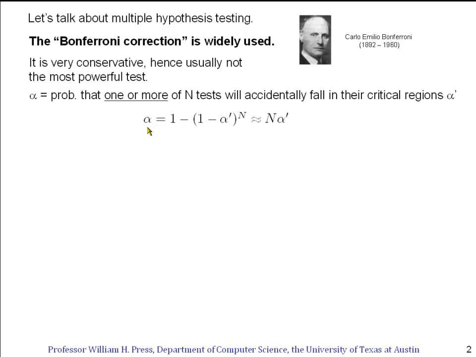So in fact, the way you do this is you set alpha to be what you really want your significance level to be, so that alpha is equal to 5%, and then you'll see that alpha prime, the significance level, the p-value that you have to require on each test, is n times smaller than that. So for example, if you want a genuine critical region of 5% and you're going to try 10 hypotheses, then on each one you must set a critical region of 0.5%.